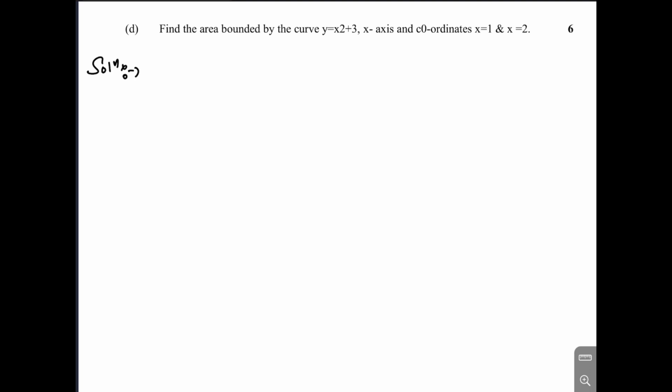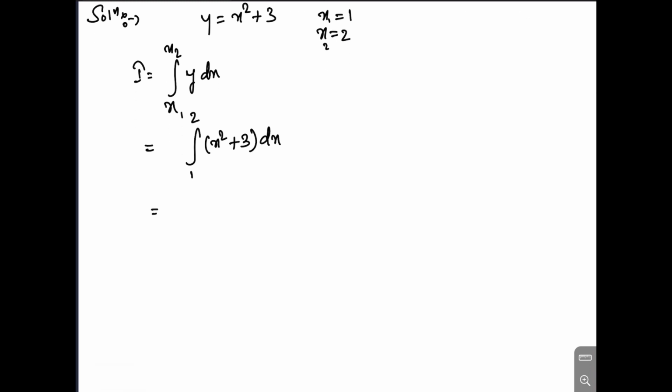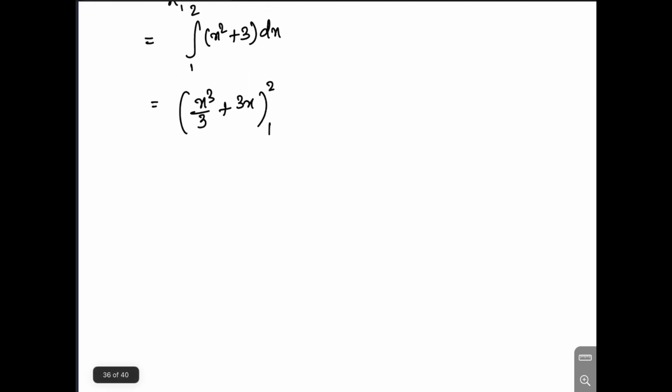Let's try to solve the next problem here. y equals x square plus 3. x equals 1 and x equals 2 as given in the question. So let I equals integration of x1 to x2 y dx, equals integration of 1 to 2 limits. So here y value is x square plus 3 here. So x square plus 3 dx. So here we can integrate x cube by 3 plus 3x, whole square bracket, so limits here 2 and 1.